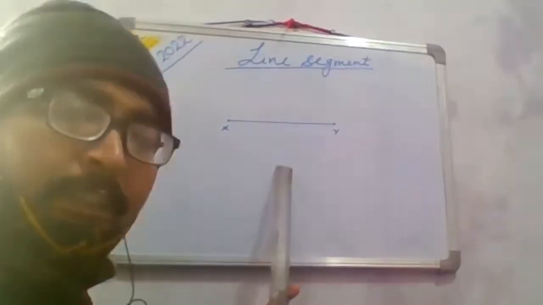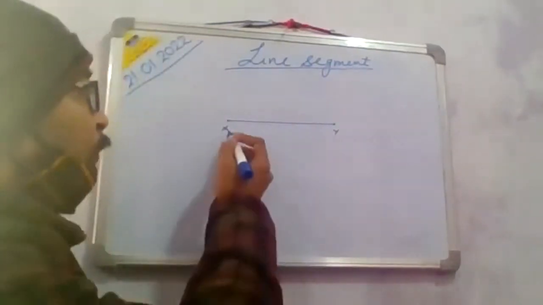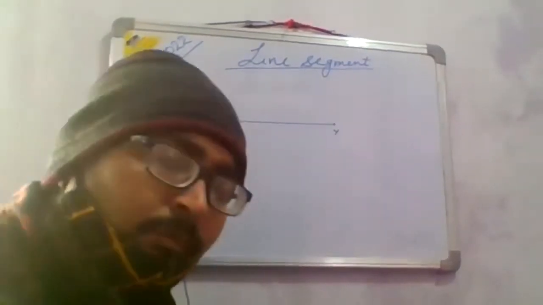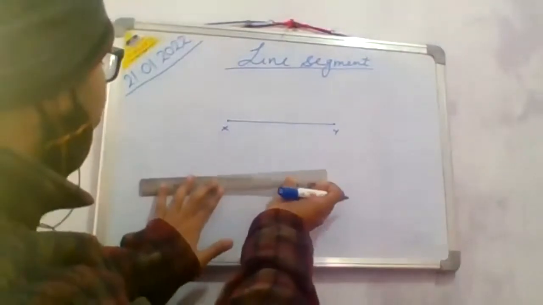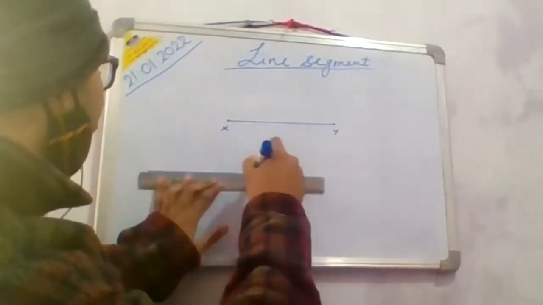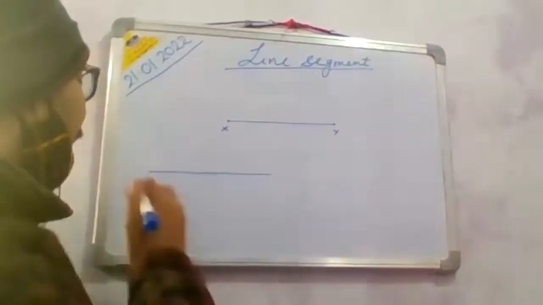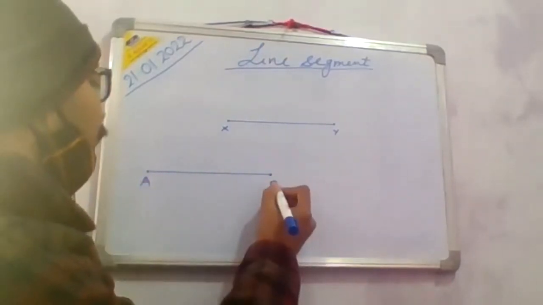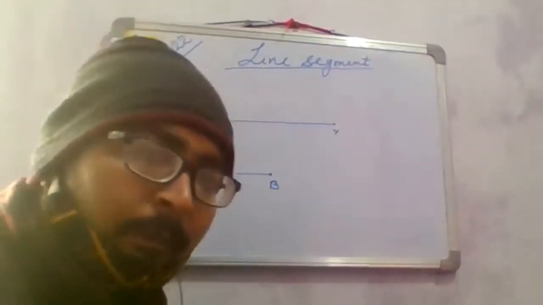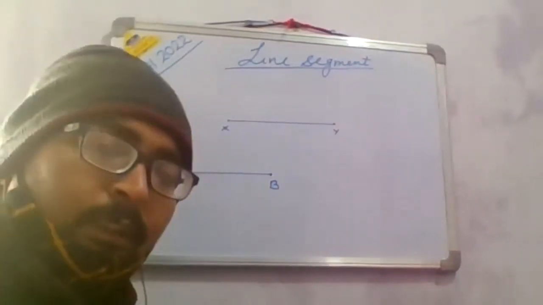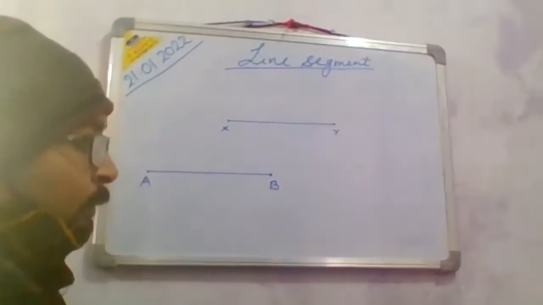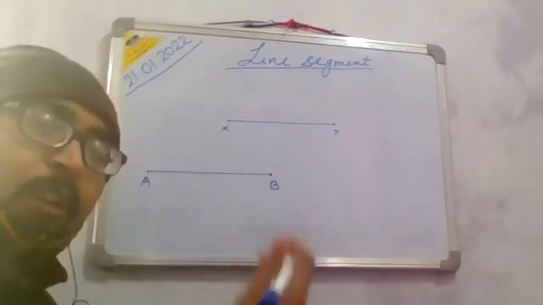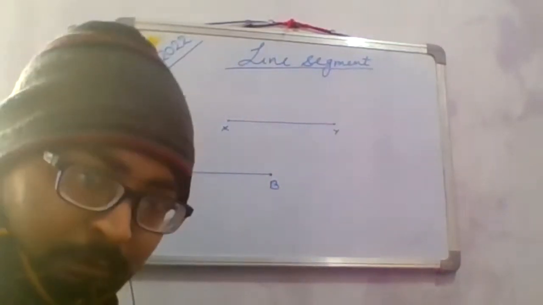Okay, suppose it is a line segment. It has two endpoints X and Y. Now suppose I have drawn another line segment, and its endpoints are A and B. Now suppose we want to know which one is greater and how much. कौन किससे बड़ा है या कौन किससे छोटा और कितना छोटा है.